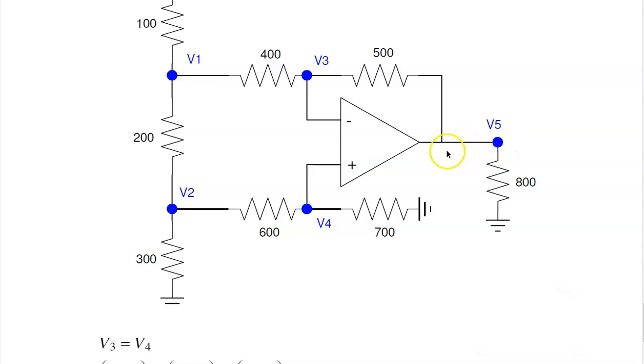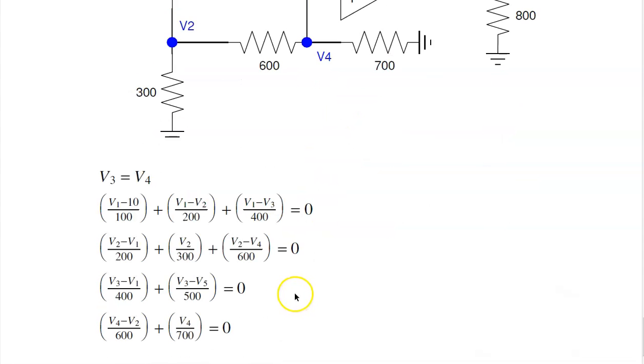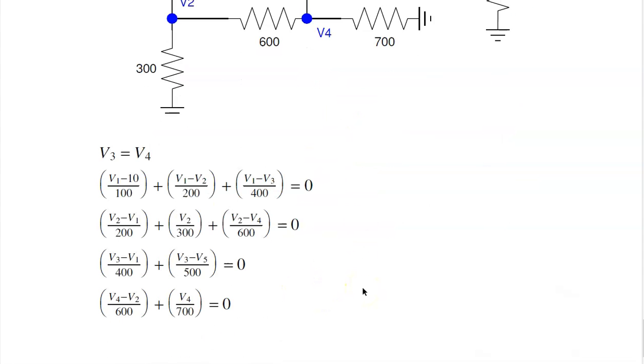Node 5, I can't write the node equations because I don't know the current from the op-amps, plus I already wrote it. The node equation V5 is V3 equals V4. V plus equals V minus. So these should be your 5 equations, 5 unknowns.